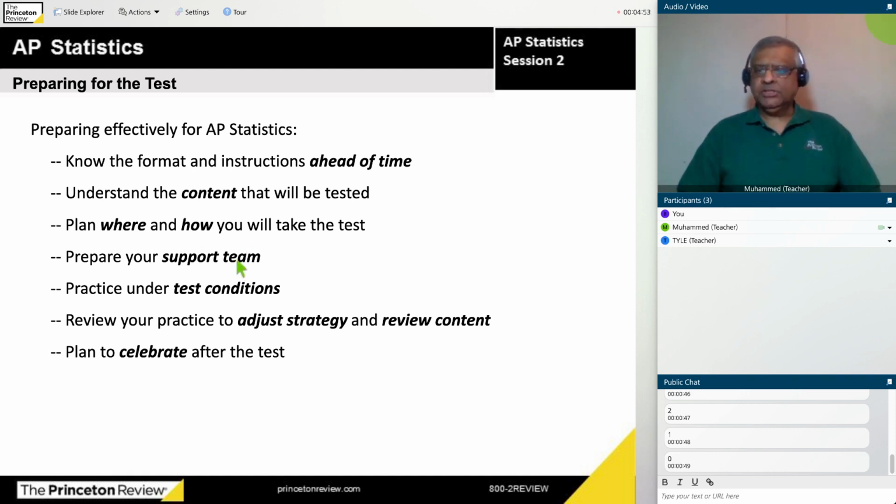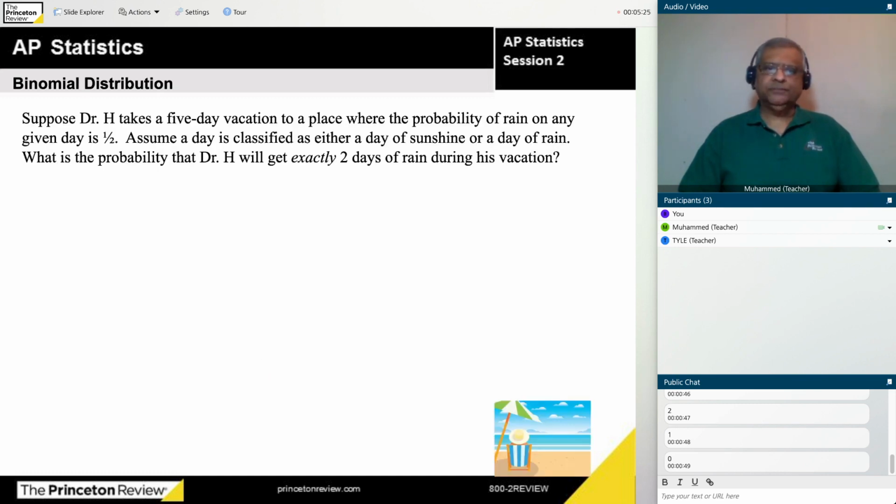Prepare your support team. This is the loved ones and people around you. They will actually be able to run some interference for you. They will make sure that the pets are away. They will make sure the siblings don't bother you. Practice under test conditions and review your practice. And the reason why you're reviewing your practice is not to feel bad, but to adjust your strategy and review your content. And of course, plan to celebrate after the test. That's pretty important. This way, no matter how the test goes, you have something to look forward to.